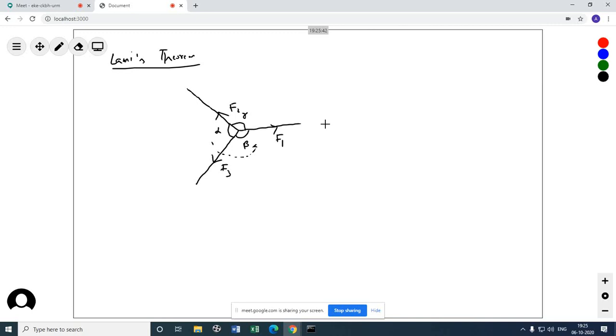Then what can we do? Can we form a triangle with them? We can form a triangle, right? I will take F1. So the direction of F1 is this. Then this is F2, this is the direction of F2. And this is F3. Right? So look closely. If this is beta, then this is F1, this is F2, and this is gamma.